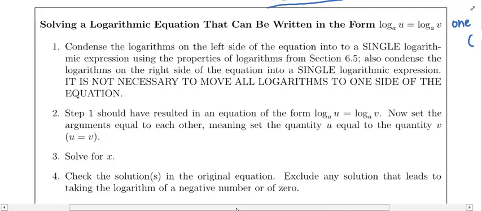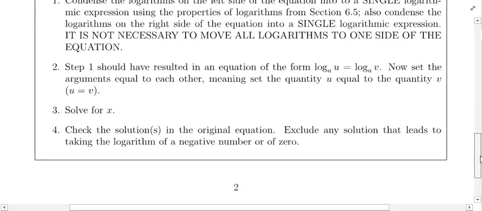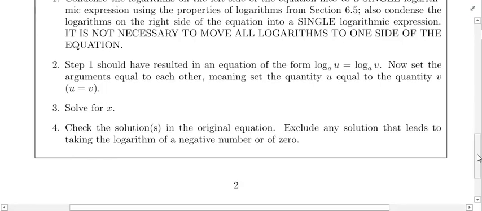Now what you're going to do is set the arguments equal to each other, meaning set the quantity u equal to the quantity v. Once you have one logarithm equal to one logarithm and they're the same base, you're going to take the things that you're taking the logarithms of and set them equal to each other. Then in step 3, you're going to solve for the variable x or whatever variable you're using. Again, since these are logarithmic equations, you need to check the solutions in the original equation and exclude any solution that leads to you taking the logarithm of a negative number or of 0. So let's give it a shot.